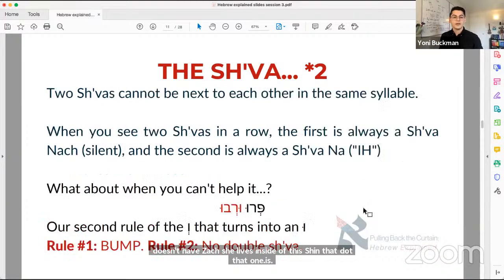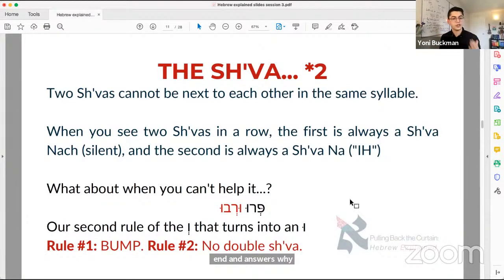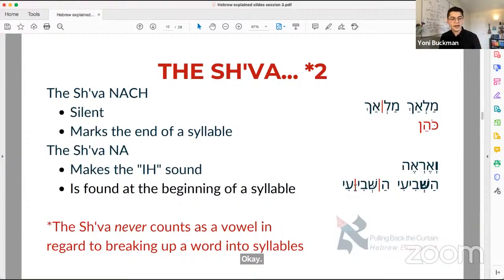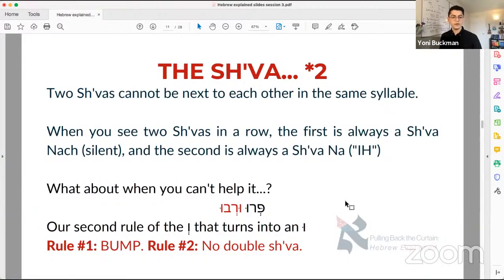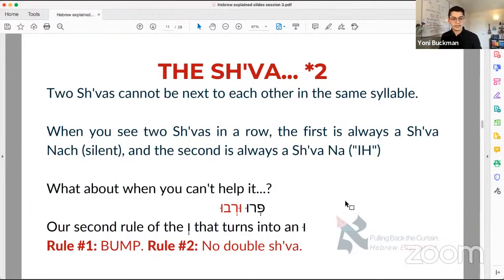Okay. So the last thing that we need to be aware of with the shva is that you cannot have two shvas next to each other in the same syllable. So when you have two shvas in a row, first of all, I'm going to go back one slide. The shva nach marks the end of a syllable. And so when you have two shvas next to each other, you know that the first one is marking the end of the previous syllable. So that's a shva nach, makes no sound. These shvas help to divide the syllables. And so the second one does make a sound.